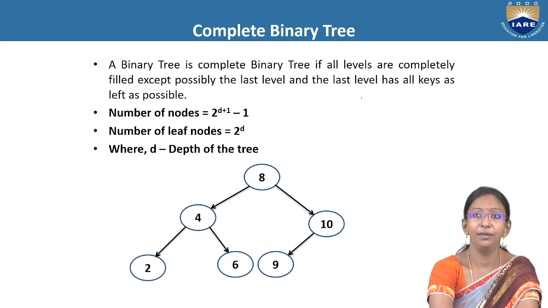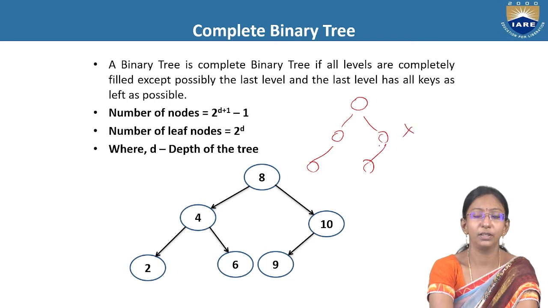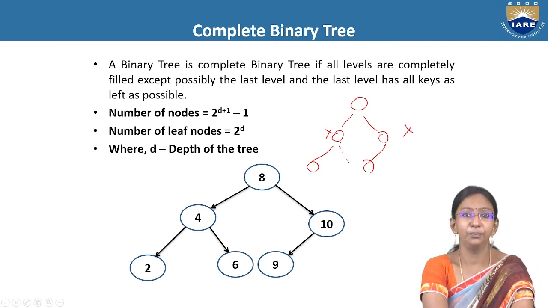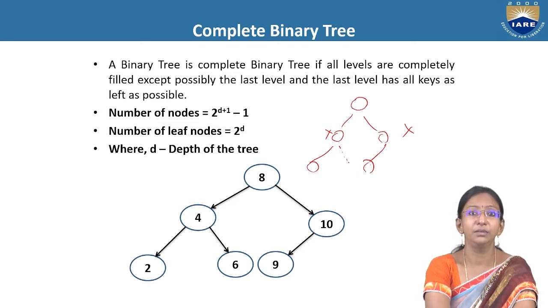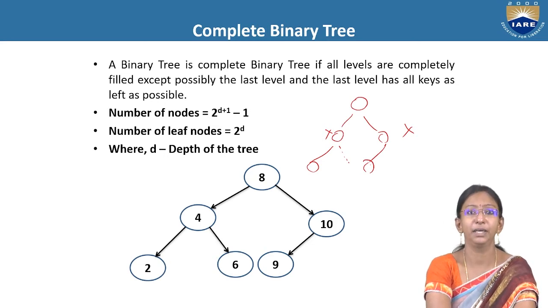For example, if you have a tree in this way, 2 children, 1 child and 1 child. So this is not a complete one, because the right child of this node, say node X, is not present. So this is no longer a complete binary tree, right? A binary tree is called a complete binary tree if all its levels are filled except the last level, and even in the last level the elements are filled from the left. Then we call it a complete binary tree.